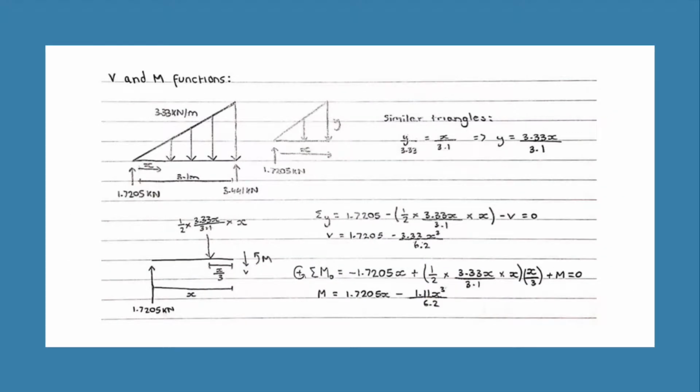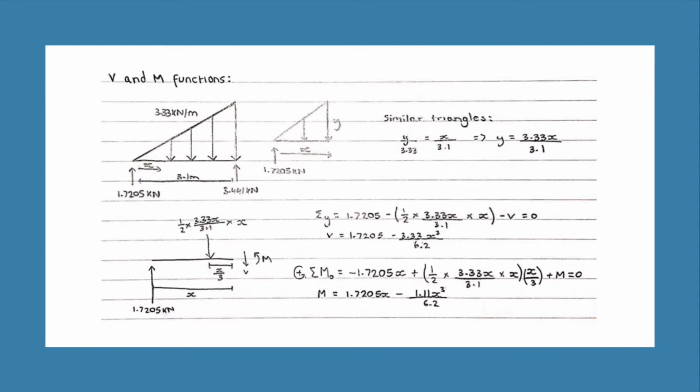We then use these reaction forces and the triangular distributed load to denote the shear and bending moment functions. By taking an arbitrary length of x from the left of the beam, we are able to use similar triangles to denote y as a new load distribution in terms of x. For me, y equaled 3.3x over 3.1.